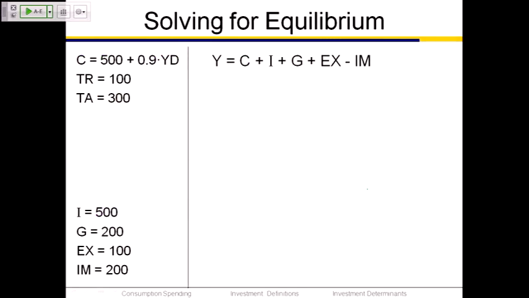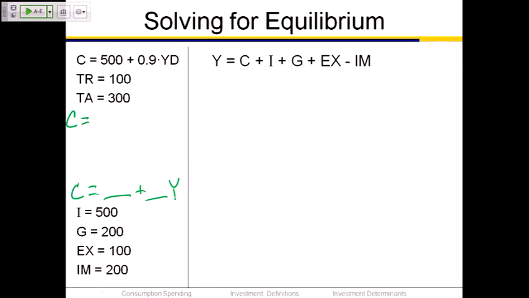Solving for equilibrium. Suppose consumption is 500 plus 0.9 times disposable income. Transfers are 100, and taxes are 300. My suggestion is that you simplify that consumption equation so that you've got consumption equals some number plus some other number times income. Investment is 500, government is 200, exports is 100, and imports are 200. To find the equilibrium level of income, we know that income equals C plus I plus G plus exports minus imports when the economy is in equilibrium. That's one of the many different ways of saying that sentence.